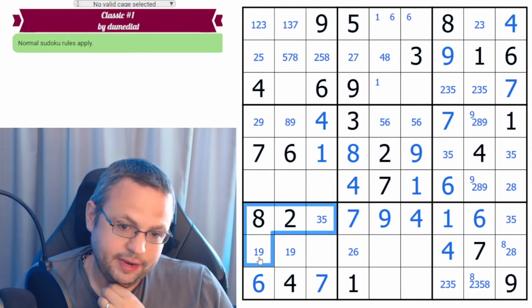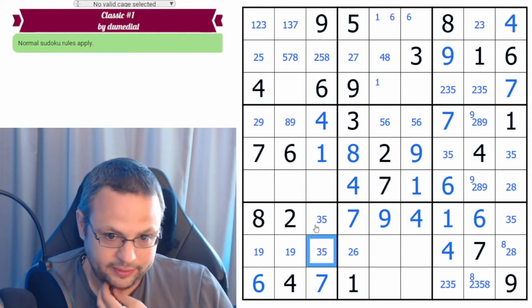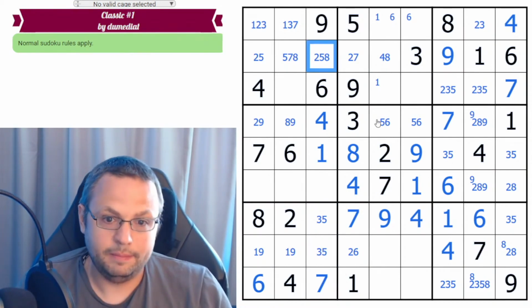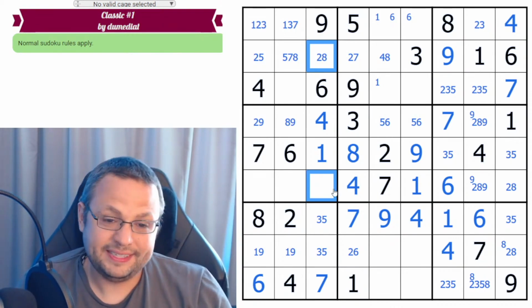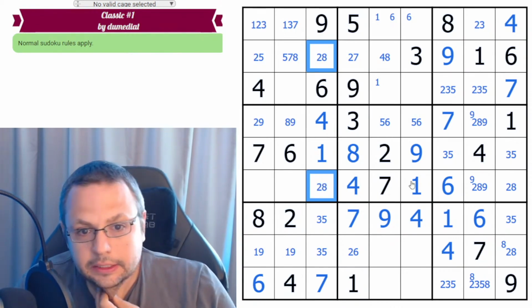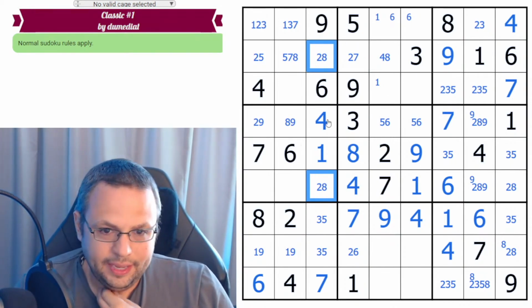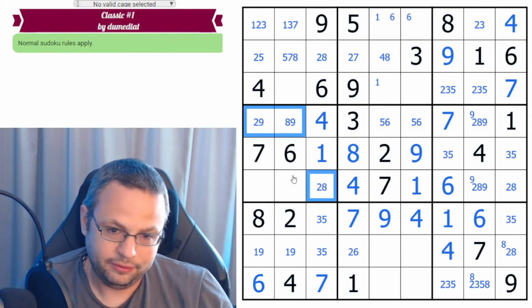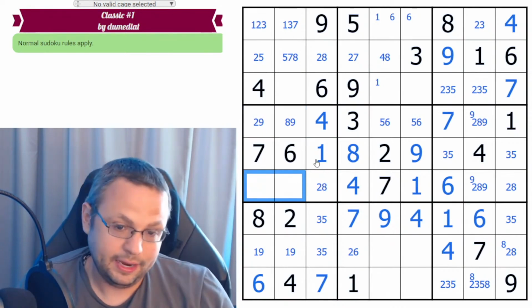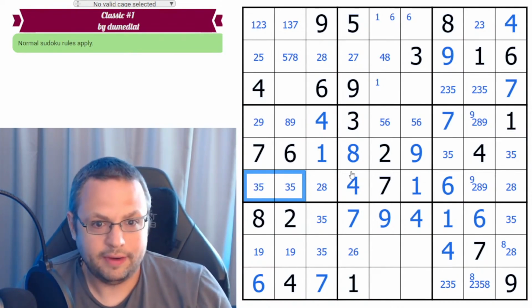This cell now, to finish this box, it also has to be a 3 or a 5. Those are the only options left. So that's a 3, 5 pair in the column, means that's not a 5. Now to finish this column, this has to be a 2 or an 8. And now in this box, I see I have a 2, 8, 9 triple. And so these digits are not 2, 8, 9. They're not 1 either. So they are 3, 5.